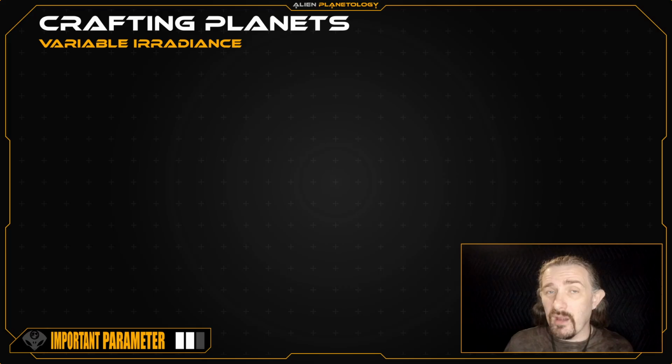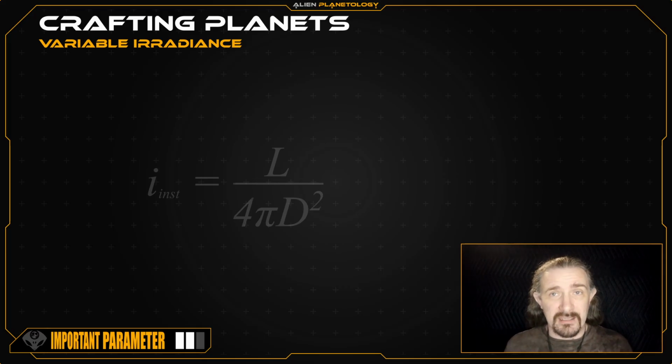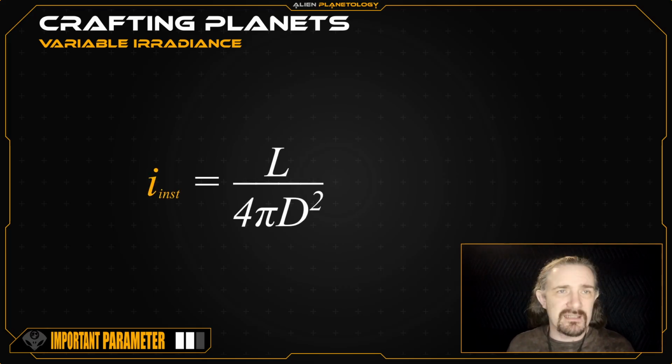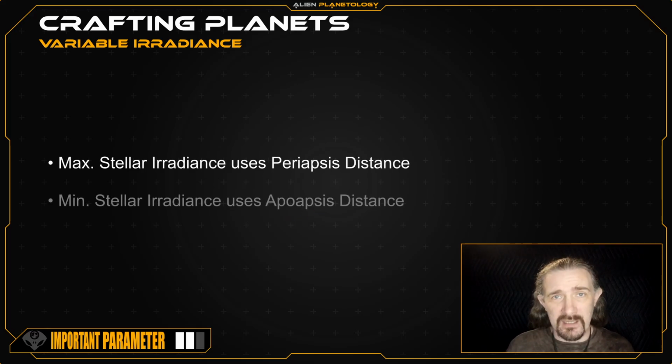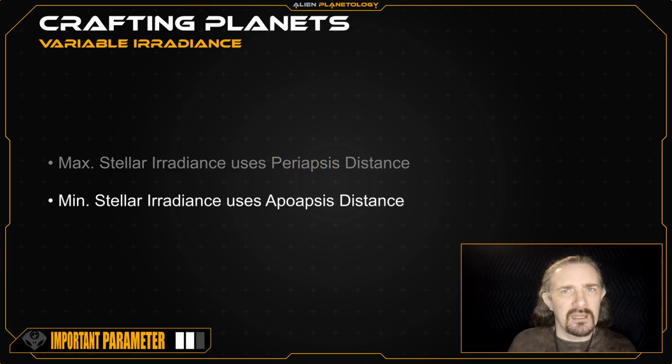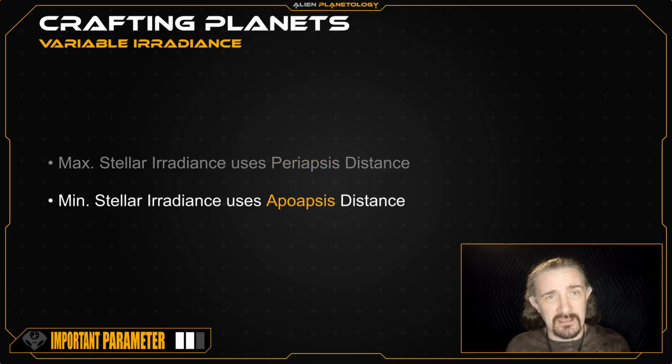To calculate both of these parameters, we can use this equation, which relates the instantaneous stellar irradiance to the luminosity of the parent star divided by 4 pi times the orbital distance squared. When calculating the maximum stellar irradiance, we'll need to use the planet's periapsis distance, or shortest distance. And similarly, we'll use the planet's apoapsis distance, or farthest distance, to calculate its minimum stellar irradiance.